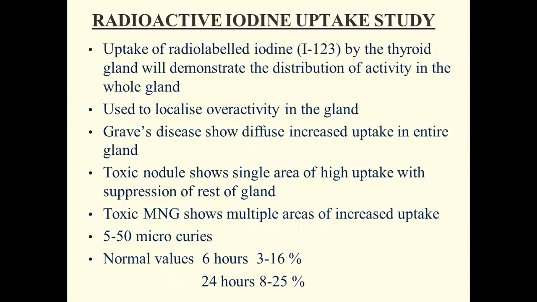Next is the radioactive iodine uptake study. Here the uptake of radio-labeled iodine, that is iodine 123, which is the one used, by the gland will demonstrate the distribution of activity in the whole gland. So you can localize where in the gland is the site of the overactivity, whether the entire gland is showing increased uptake or one particular part is showing increased uptake, or there are multiple parts showing increased uptake. Based on that, you can grade it into Graves' disease, toxic nodule, and toxic MNG. So toxic nodule shows a single area, toxic MNG shows multiple areas, and Graves' disease shows the entire gland having increased uptake.